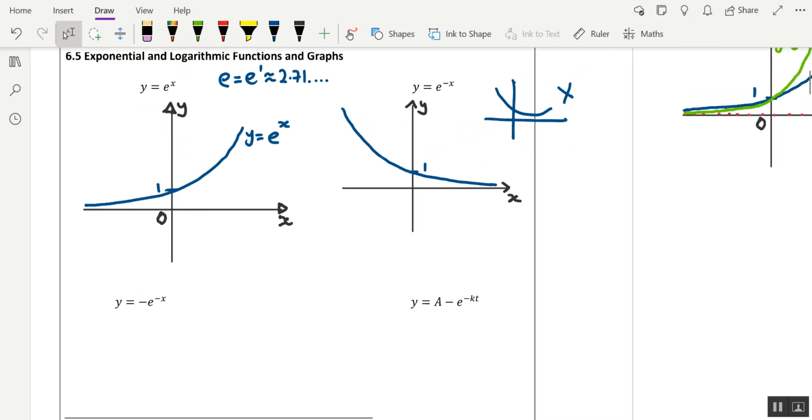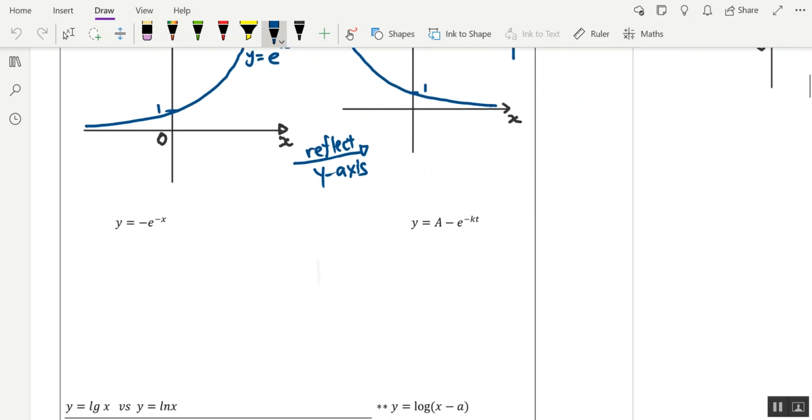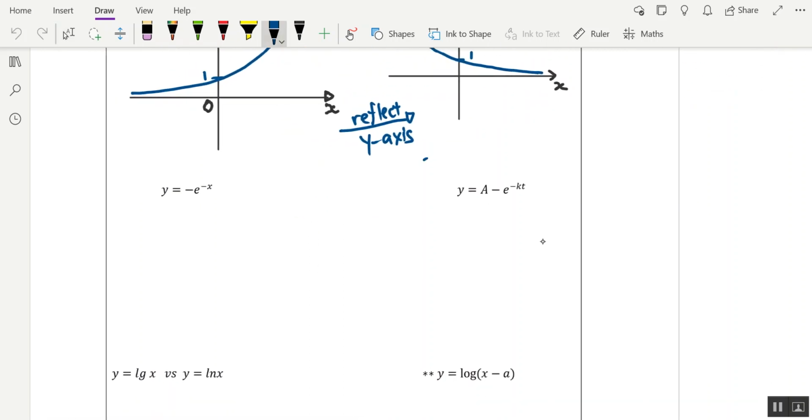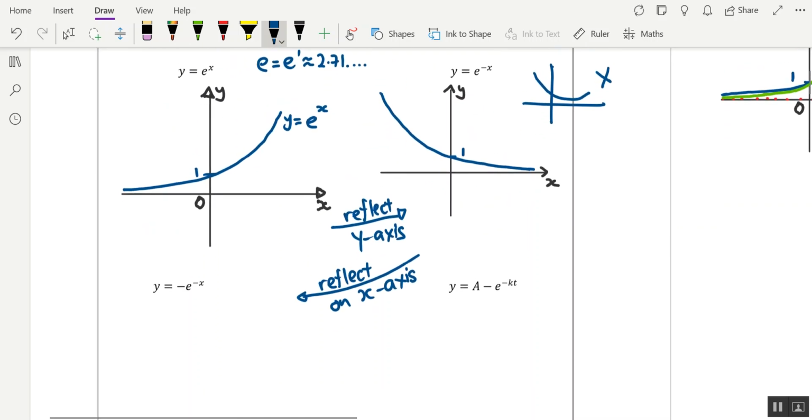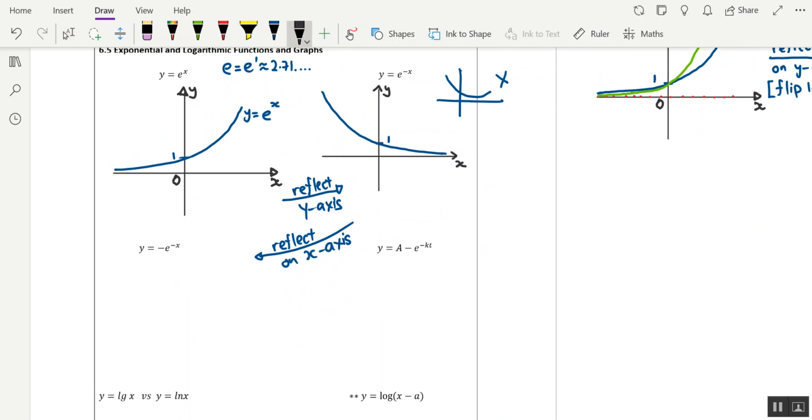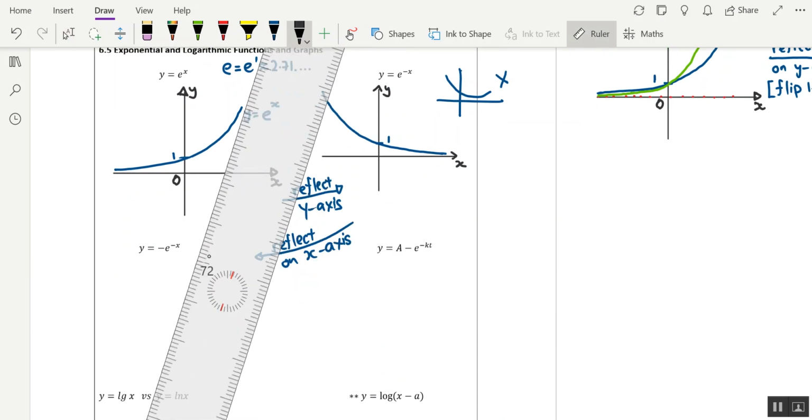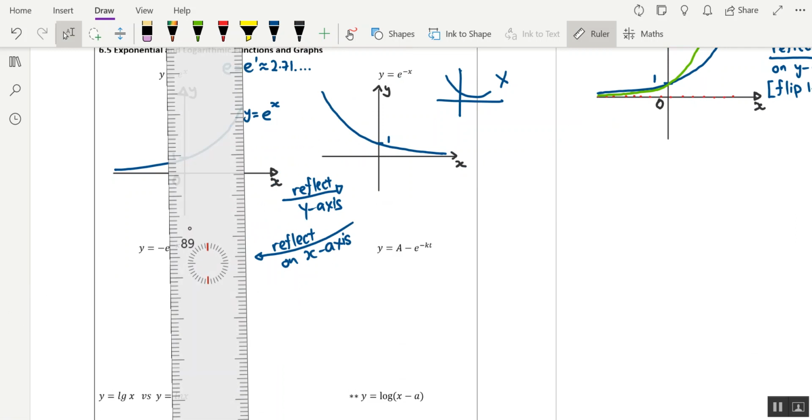When it is a negative in front of the x, the transformation is a reflection on the y-axis. Okay, because all the positive x becomes the negative x. But when there's a negative in front, okay, from that graph to this graph is a reflection on the x-axis. Basically, all the positive y becomes the negative y. What is the difference that it will make? It will cause the graph to flip downwards.